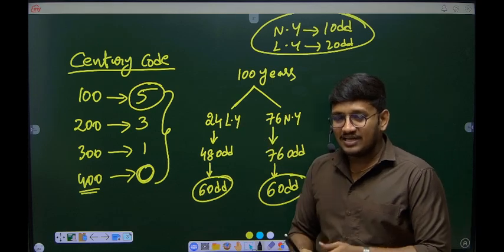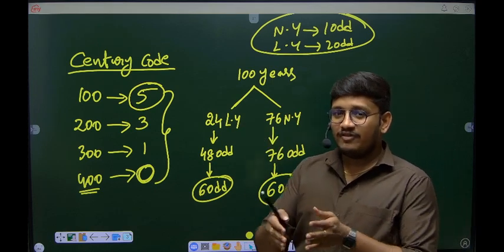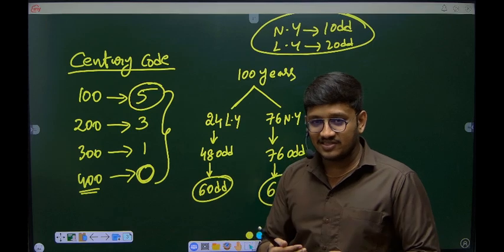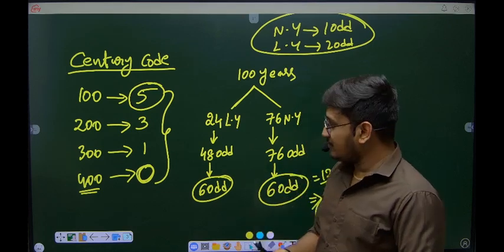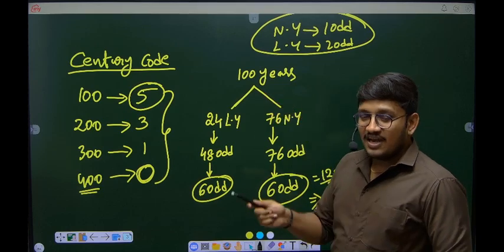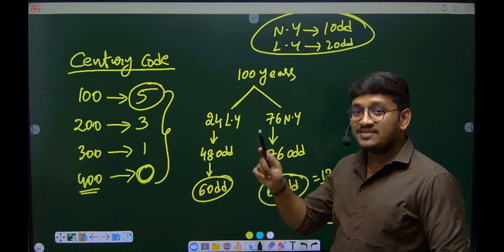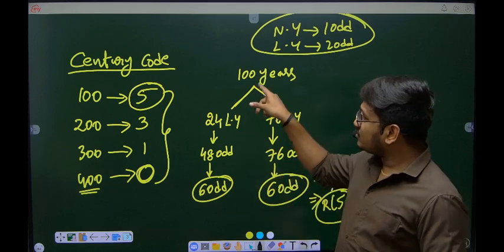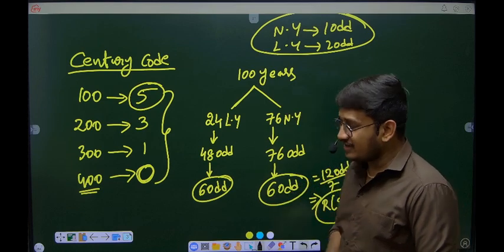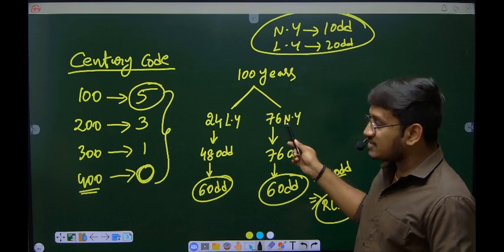We all know that a leap year comes every 4 years. Means the 4th year is a leap year, the 8th year is a leap year, the 12th year is a leap year, the 16th year is a leap year. And if you keep on counting, out of 100 years, the last leap year will come at the 96th year. Sir, actually the 100th year is also a leap year, right? So 100 is not a leap year because it is not divisible by 400. So 24 leap years, 76 normal years.